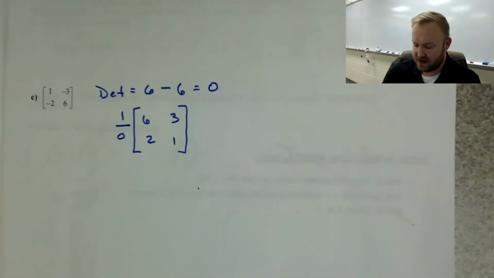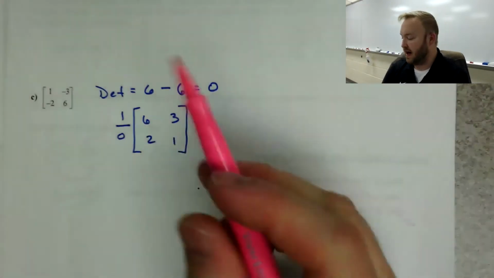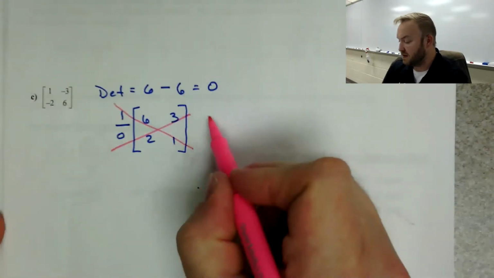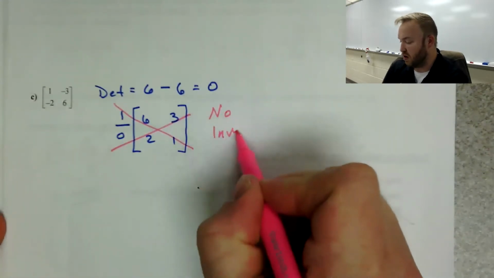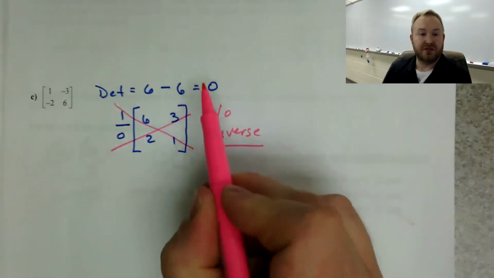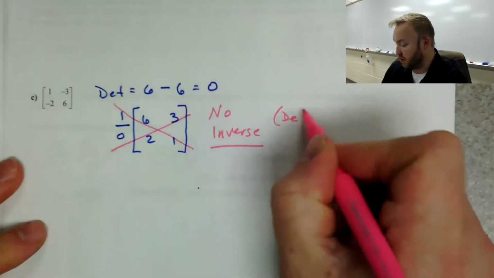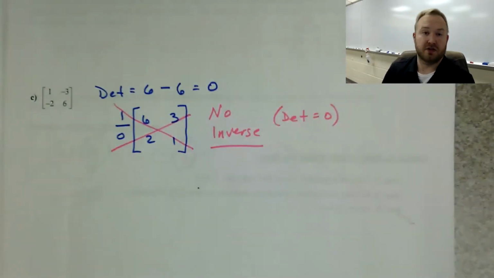And we know you can't divide by 0. That's not an operation that's determined. That simply means that this matrix has no inverse. If the determinant is 0, your matrix will not have an inverse.